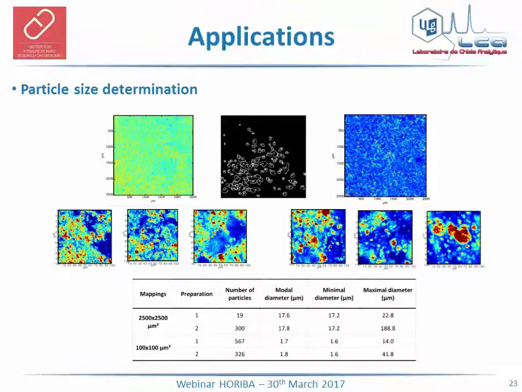Another key aspect of a pharmaceutical product that can be studied by Raman imaging is the particle size of active pharmaceutical ingredients. The particle size and the formation of agglomerates during the manufacturing process are critical with poorly water-soluble drugs. Image processing and analysis obtained from a map allow to calculate several parameters such as the number, the modal, minimal, and maximal diameter of the particles.